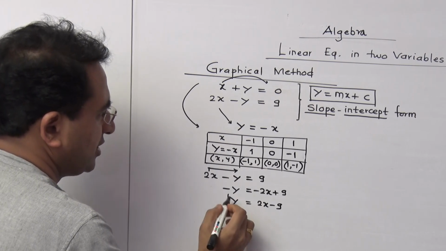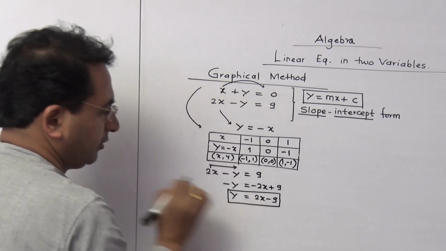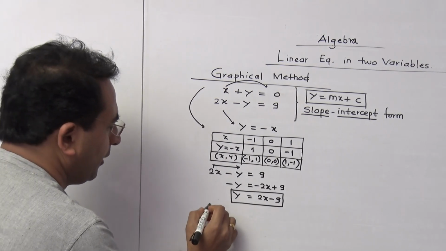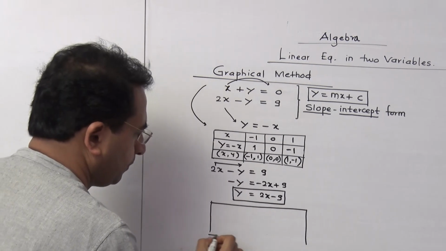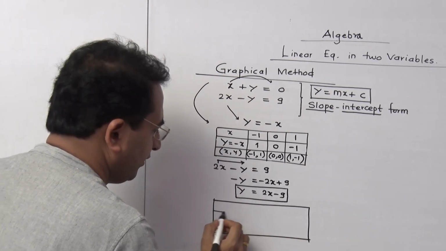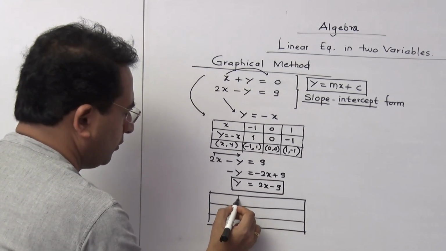And we should write this. This equation is becoming a standard form now for graph method. Now we will prepare a table. Now this table is again having 3 rows and 4 columns.